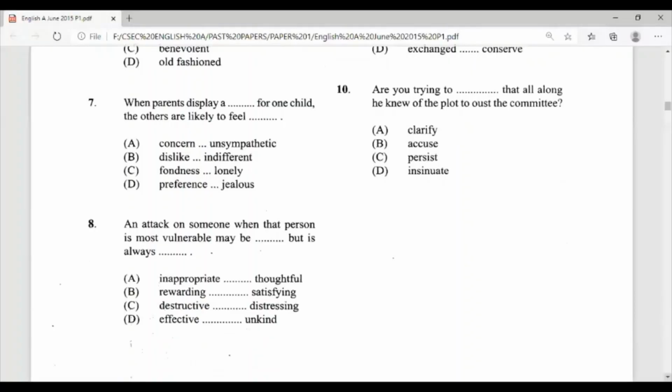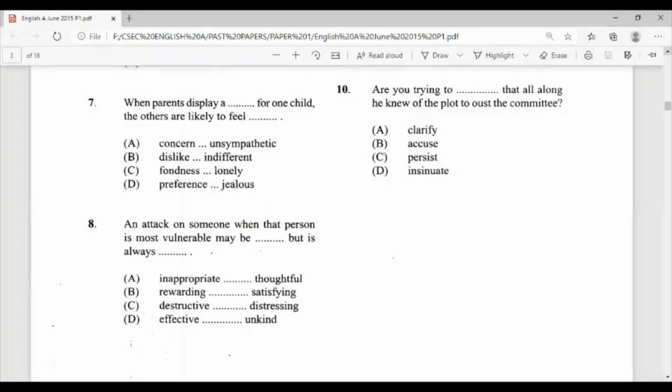Number 8, an attack on someone when that person is most vulnerable, maybe blank, but is always blank. To be vulnerable, you're in a position where you're probably at a low point, a weak point, and if you attack somebody when they are weak, then I'm sure it would be a good attack. So we're going to go with D. It's a good attack because it would be effective. You will definitely knock them out, but is it a nice thing to do, right? It is always unkind, so our answer is D.